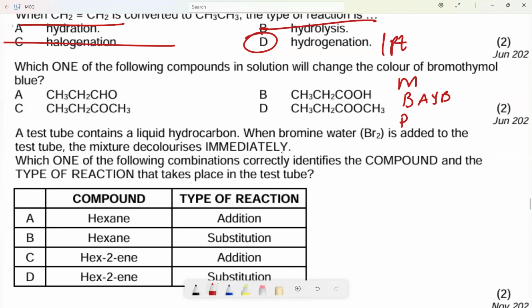Which one is that? This one is not an acid. We need an acid. An acid, it is number B. The one that changes color is an acid, which is now what? Ethanoic acid or a propanoic acid.